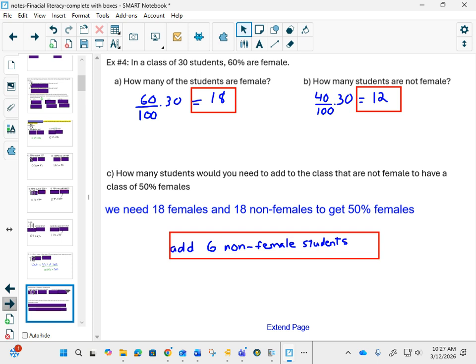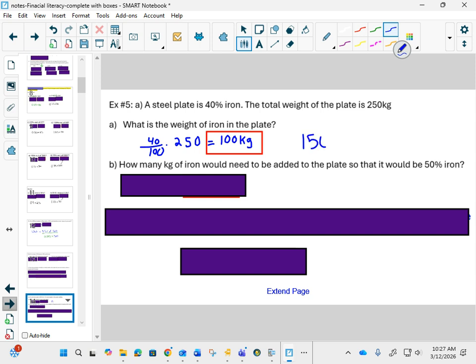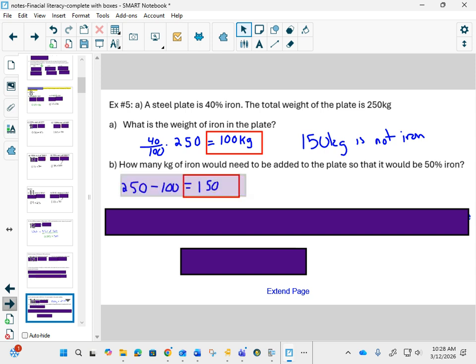Okay, let's see how you did on the next one. 40% of 250, change it to a decimal, times by 250. Did you get 100 kilograms? How much would you need to add so that it was 50-50? Right now, 100 kilograms is iron. That means 150 kilograms is not iron. How much more do you need to add to make it equal? 50.